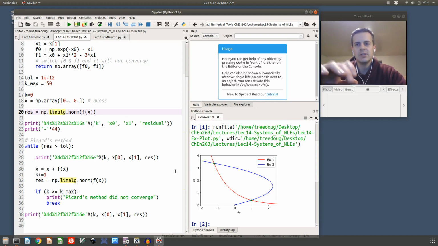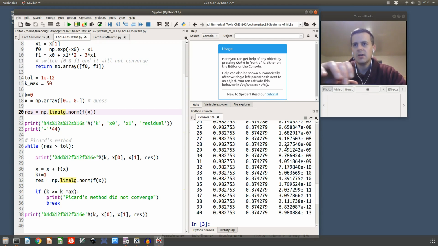Let's see what happens. So I guessed 0, 0. So I'm guessing down here on this guy. I'm guessing that my solution will find this one over here, which is near 1 and like 1/2, on the x0, x1 plane. So let me come up, press go on this, and that made that guy pretty big.